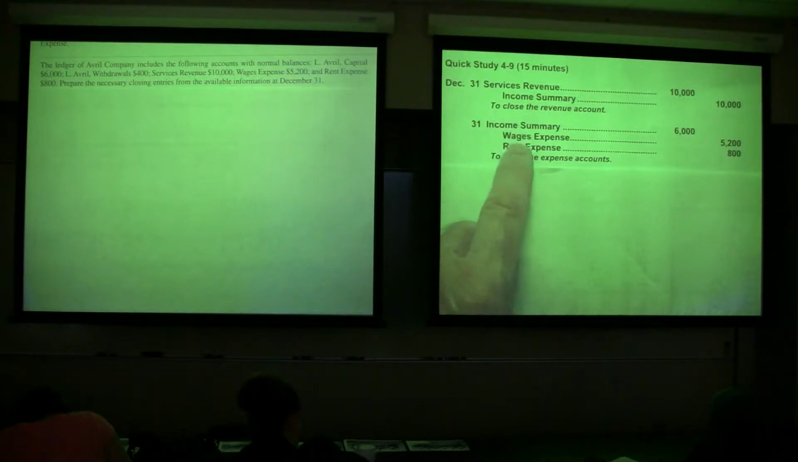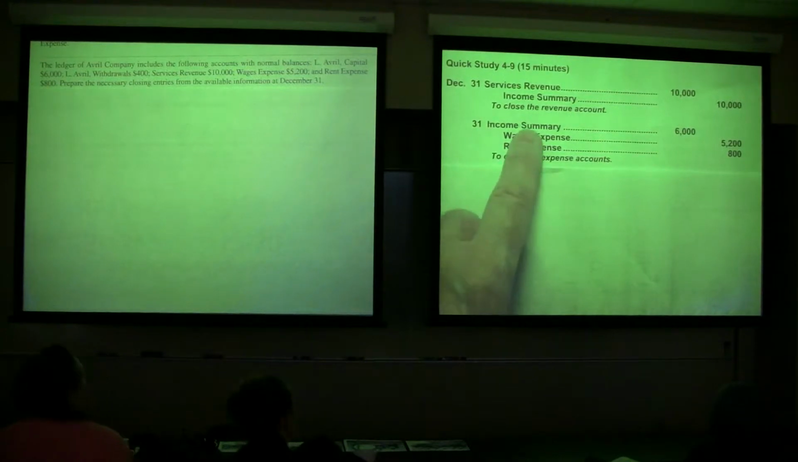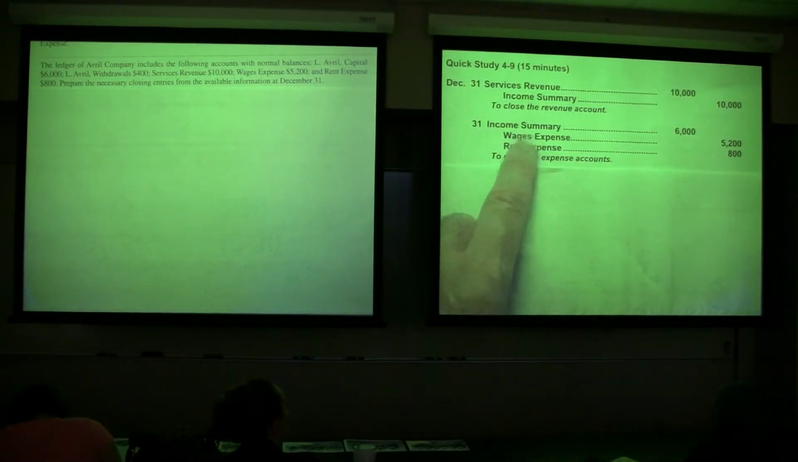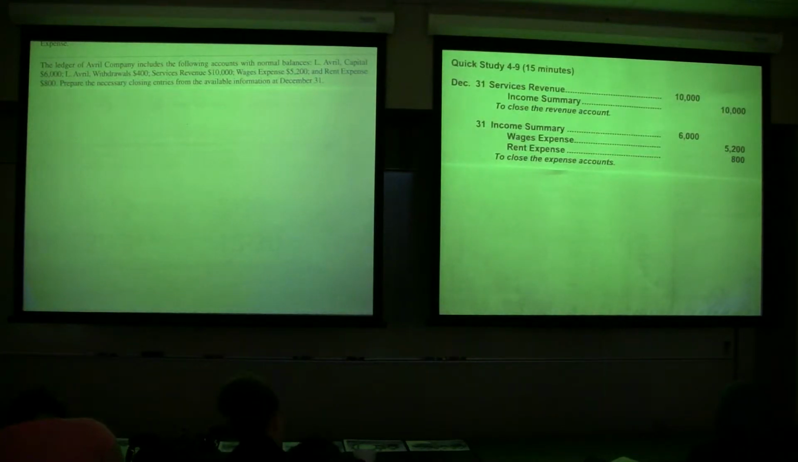You don't have income summary wage expense 5,200, wage expense 5,200, income summary 800. You don't have that. Wage and rent expense 800. Rather, it's a compound entry. And now these will be zeroed out, ready to go for the next accounting period, and they've been transferred to income summary. Sound good?